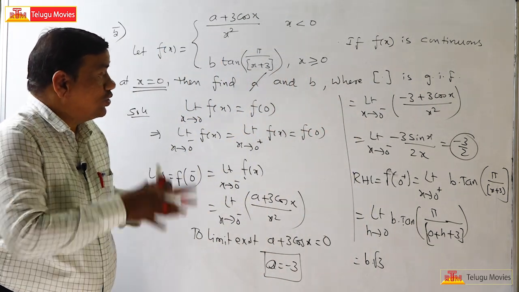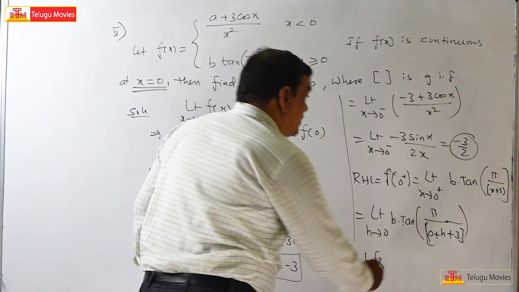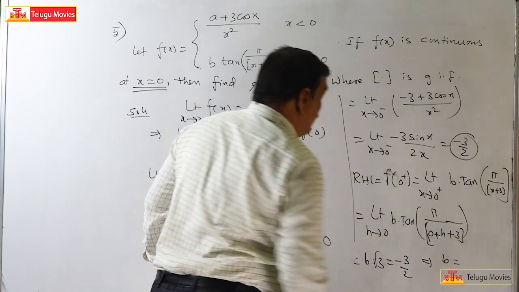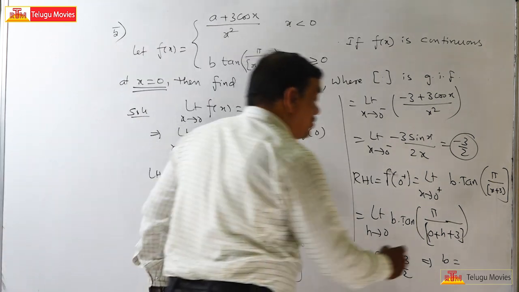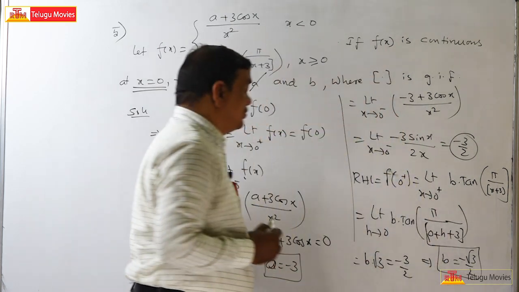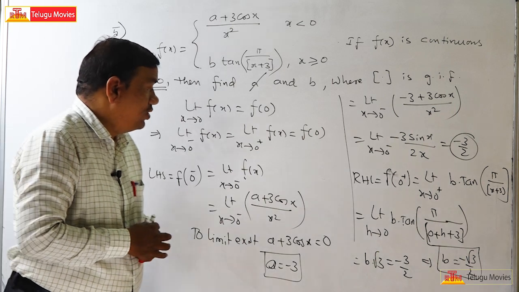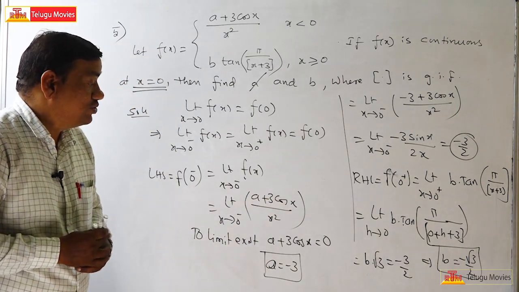Now, this limit value is already given as equal to minus 3 by 2. So from this, we can write b root 3 equal to minus 3 by 2, so the b value is equal to minus root 3 by 2. Therefore, the a value is equal to minus 3, and the b value is equal to minus root 3 by 2.